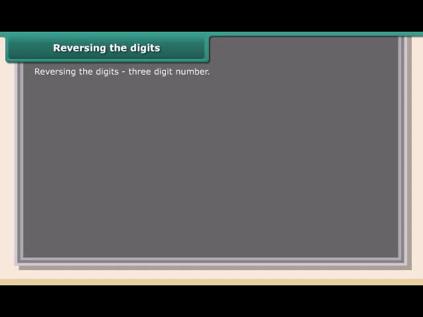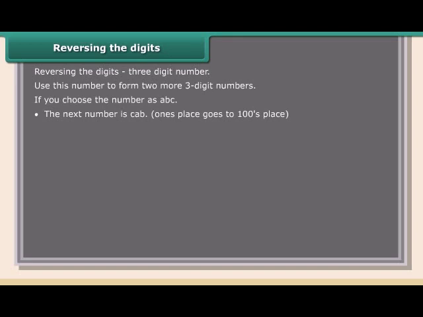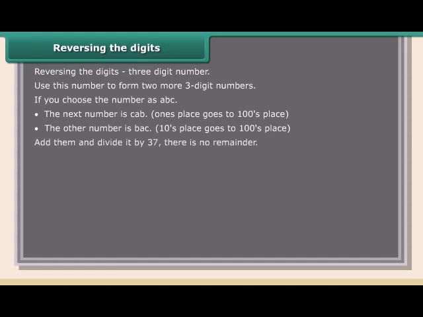Reversing the digits of a three-digit number. Use this number to form two more three-digit numbers. If you choose the number as ABC, the next number is CAB, where the ones place goes to the hundreds place. The other number is BCA, where the tens place goes to the hundreds place. Add them and divide by 37. There is no remainder. 357 + 735 + 573 = 1665. 1665 divided by 37 is 45.